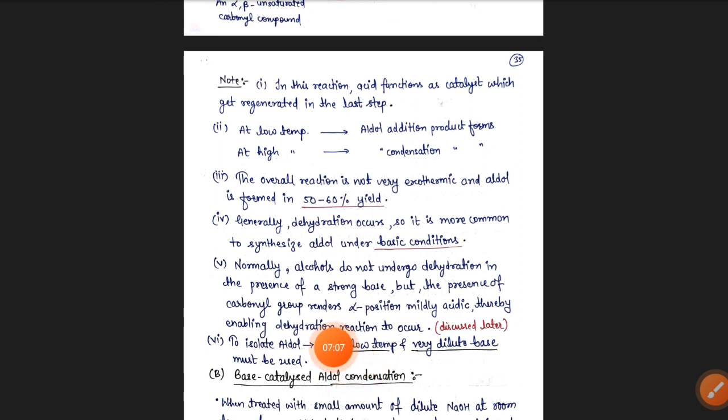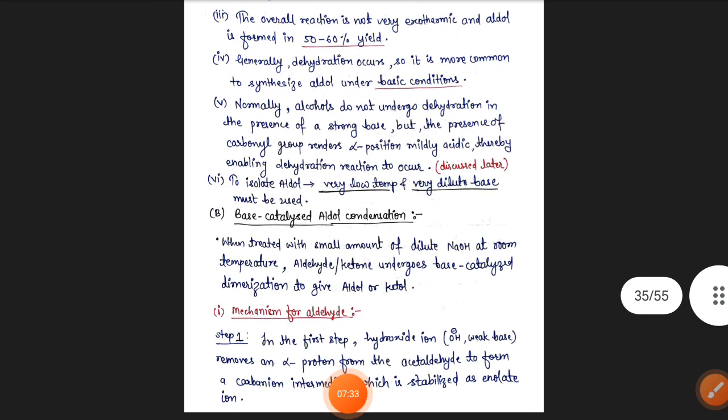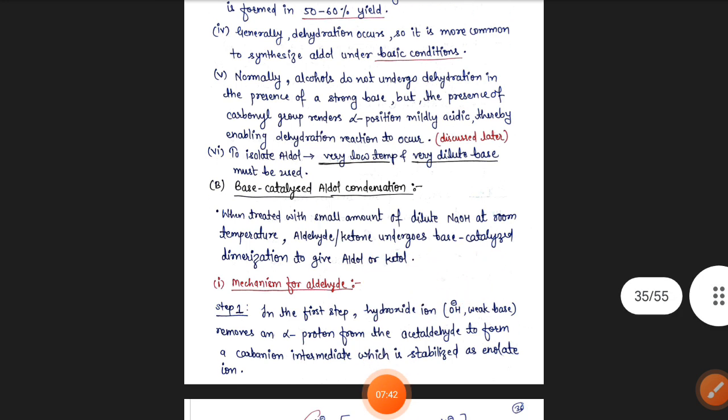Normally alcohols do not undergo dehydration in the presence of a strong base, but the presence of a carbonyl group renders the alpha position mildly acidic, thereby enabling the dehydration reaction to occur. So to isolate the alcohol, very low temperature or very dilute base must be used. In the case of the base catalyzed aldol reaction, when treated with a small amount of dilute NaOH at room temperature, aldehydes or ketones undergo base catalyzed dimerization to give an aldol.